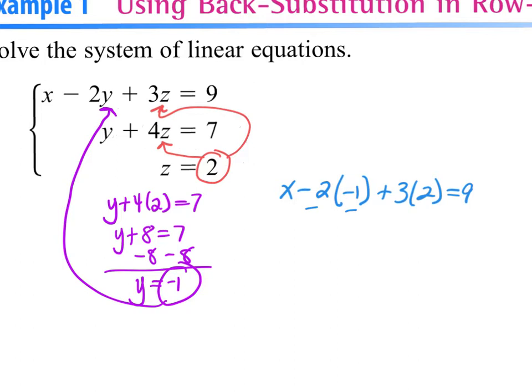But if you're going to solve for x here, I have x plus 2 plus 6 equals 9. Agreed? 2 and 6 gives me 8. Subtract 8 from both sides. And I get x equals how much?